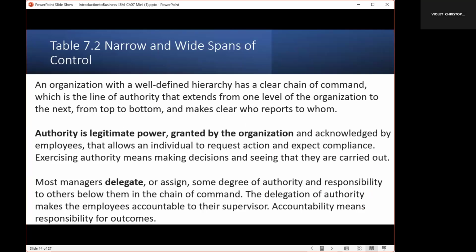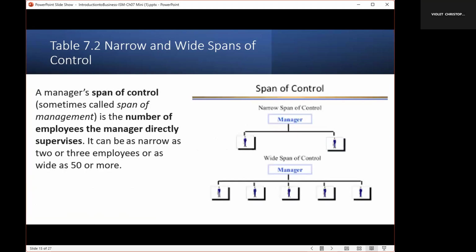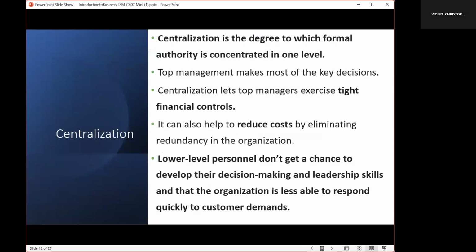Important concept is narrow and wide spans of control. So if we take a look at the next PowerPoint, span of control refers to the number of employees someone is supervising. Narrow is when there are only two, as the PowerPoint shows. Wide, or at least wider, would be having 5 people to control. So span of control, again, refers to the number of people someone is in charge of.